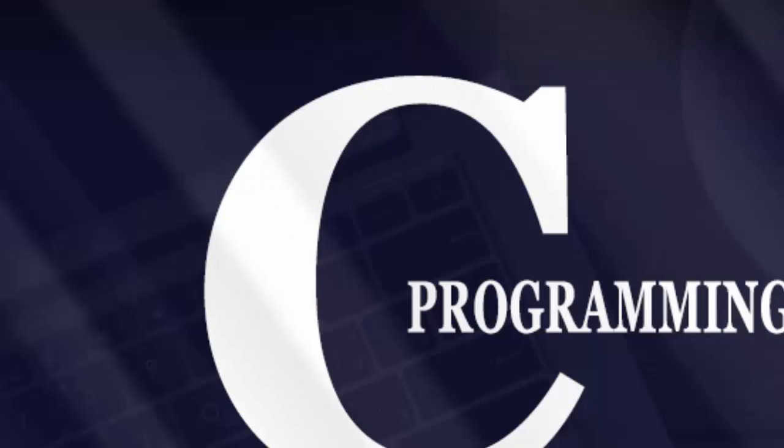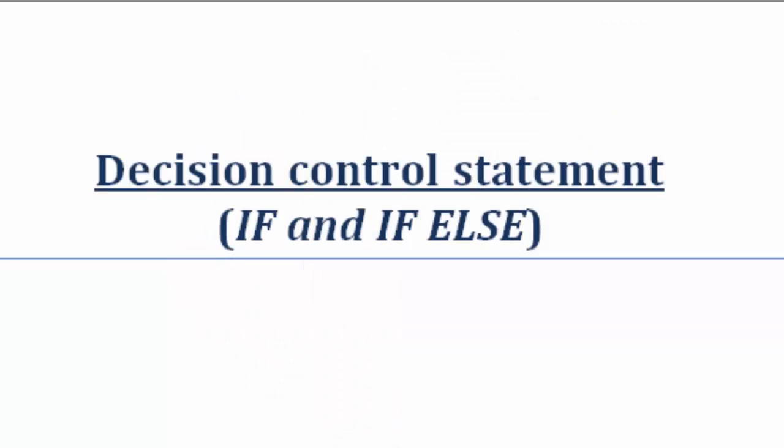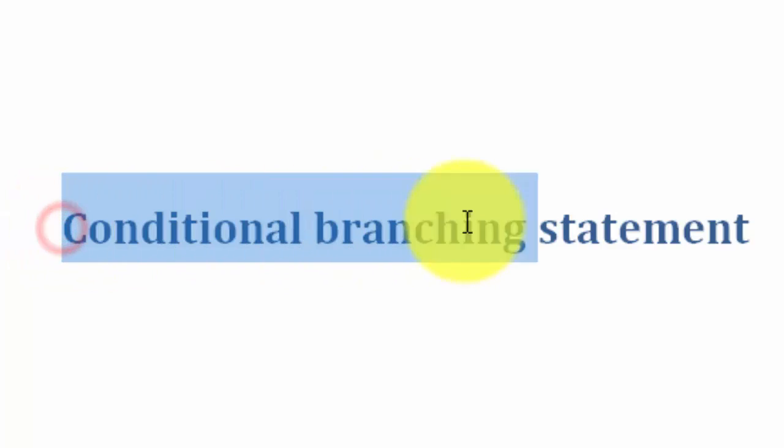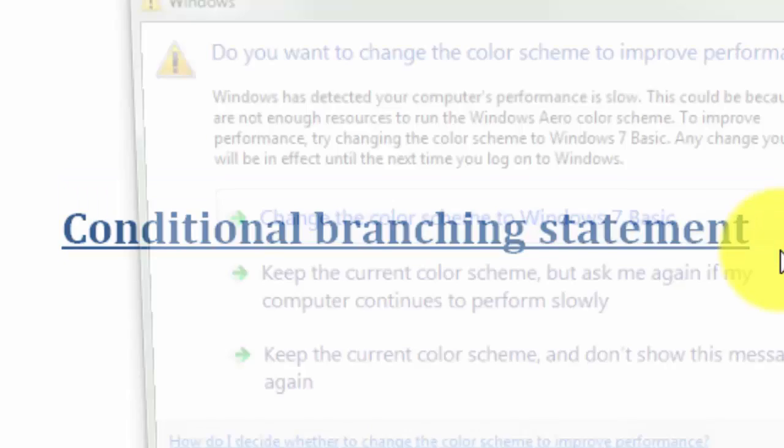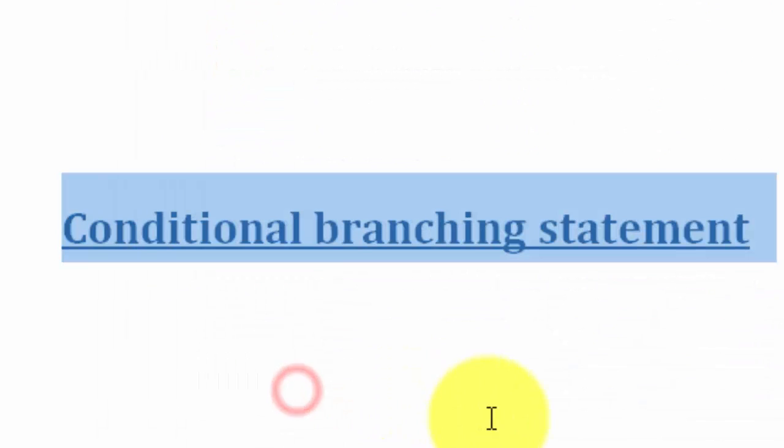So let's start with the conditional branching statement. Where is the conditional branching statement? Yes, this one. I'm talking about this statement. What is a conditional branching statement? It helps to jump from one part of a program to another depending on whether a particular condition is satisfied or not. I repeat, it helps to jump from one part of a program to another depending on whether a particular condition is satisfied or not.